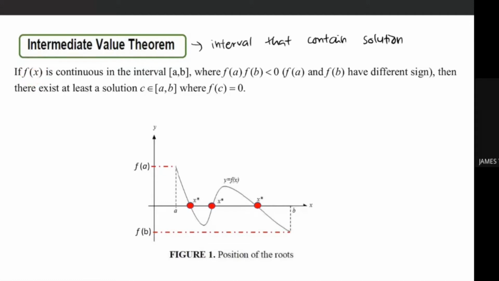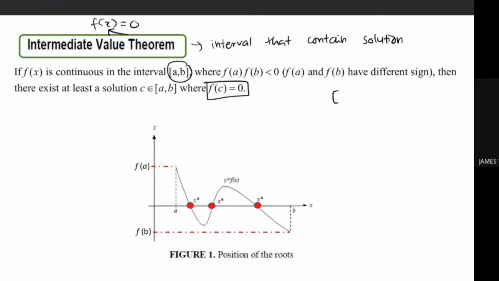Let's say f(x), our function, is continuous in this interval [a, b], where f(a) multiplied with f(b) is less than 0, meaning that f(a) and f(b) have different sign. Then there exists at least a solution c where f(c) equals 0. So remember that we want to find the solution when f(x) equals 0 and we want to find this x.